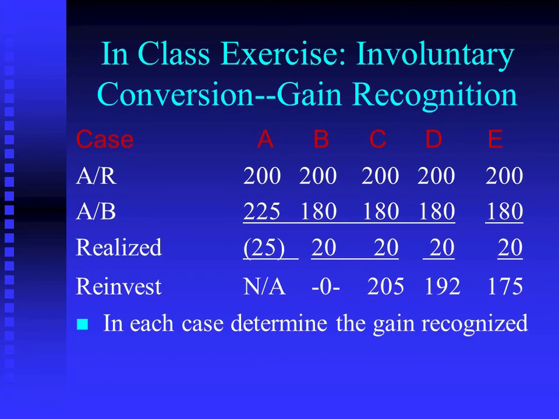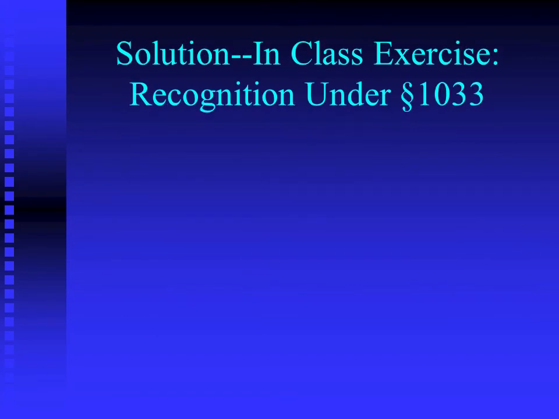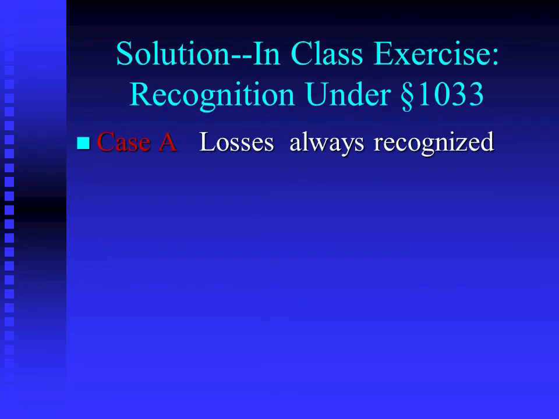All right, so we've got the slide where we're going to talk about each of these. All right, and we'll talk about how much gain we recognize, how much gain we defer, and then we will come back to the same set of numbers and we will figure out what our basis in our new property is. So case A is a loss. Losses do not apply this code section. Remember, losses would be recognized unless it's personal use property that does not qualify for a casualty.